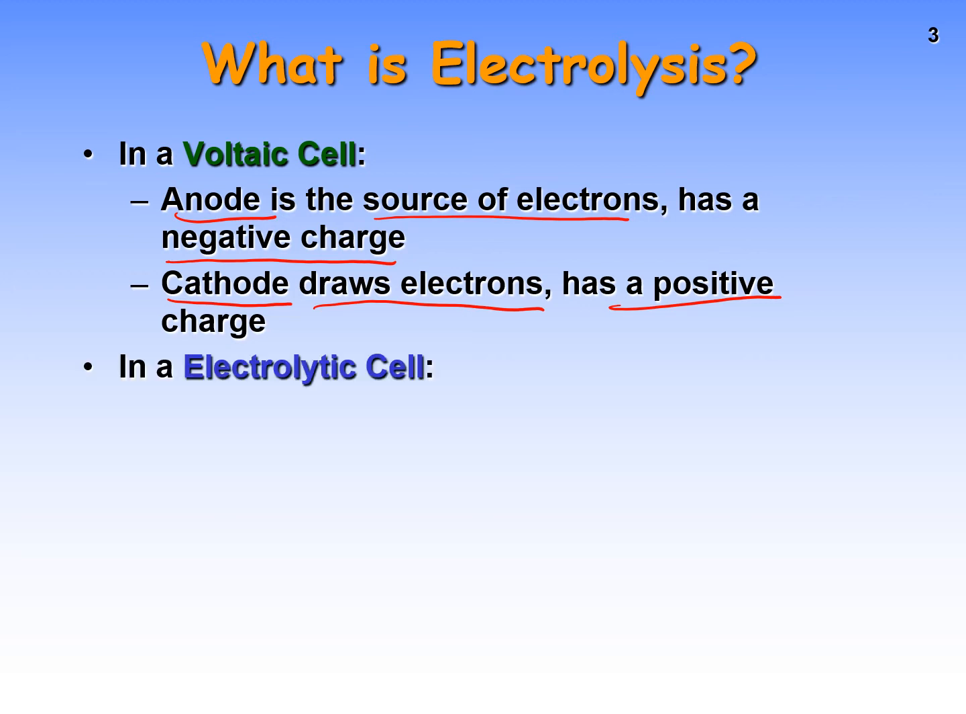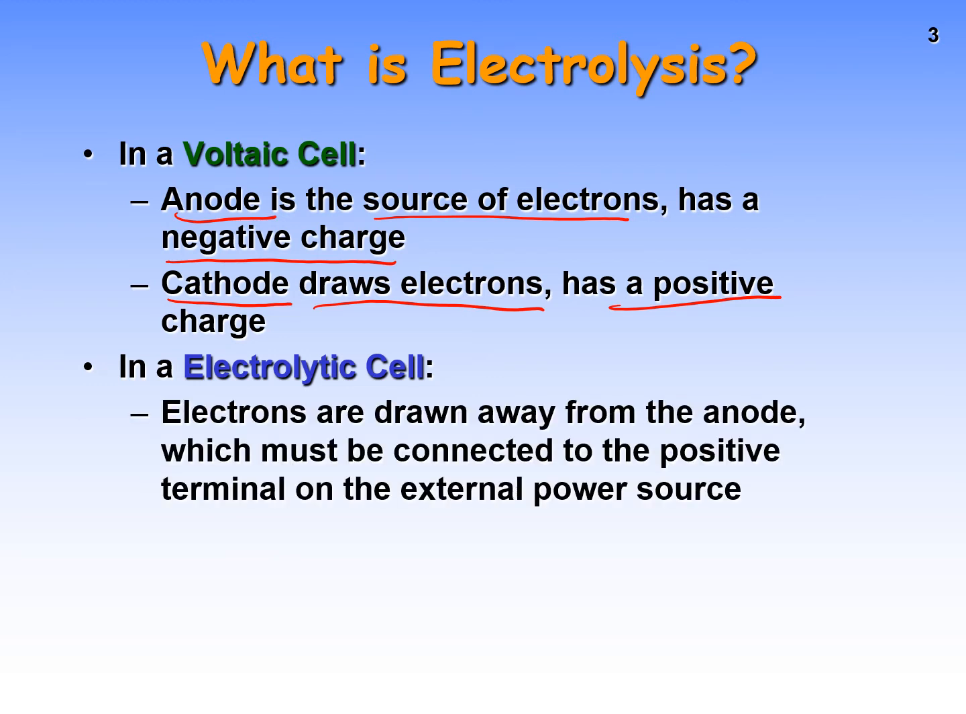In an electrolytic cell, there are some very slight differences in these definitions. Electrons are drawn away from the anode. Still, the anode is our source of electrons, but it's being drawn away because of an external power source, not because of the cathode drawing the electrons towards it, but because we're forcing the electrons to move away from the anode by attaching an external power source.